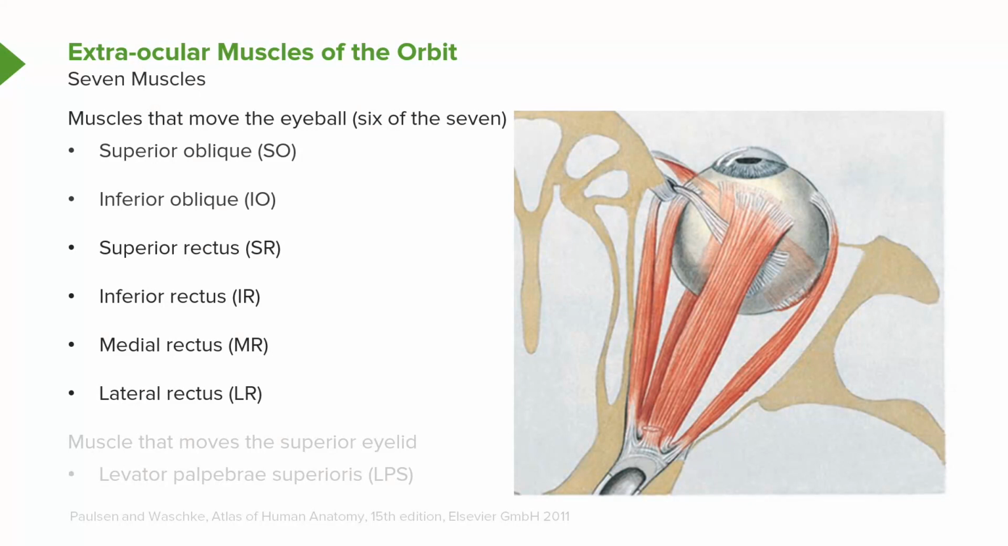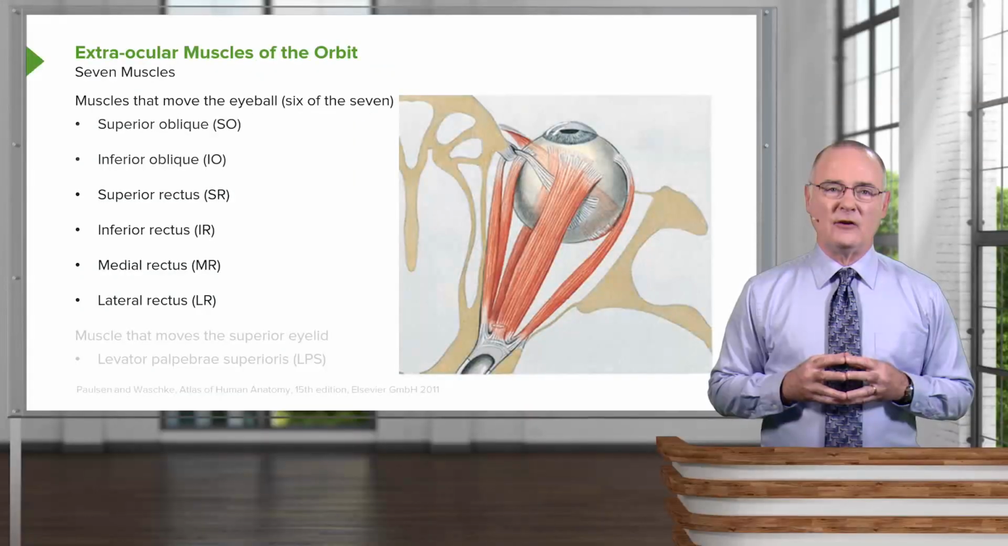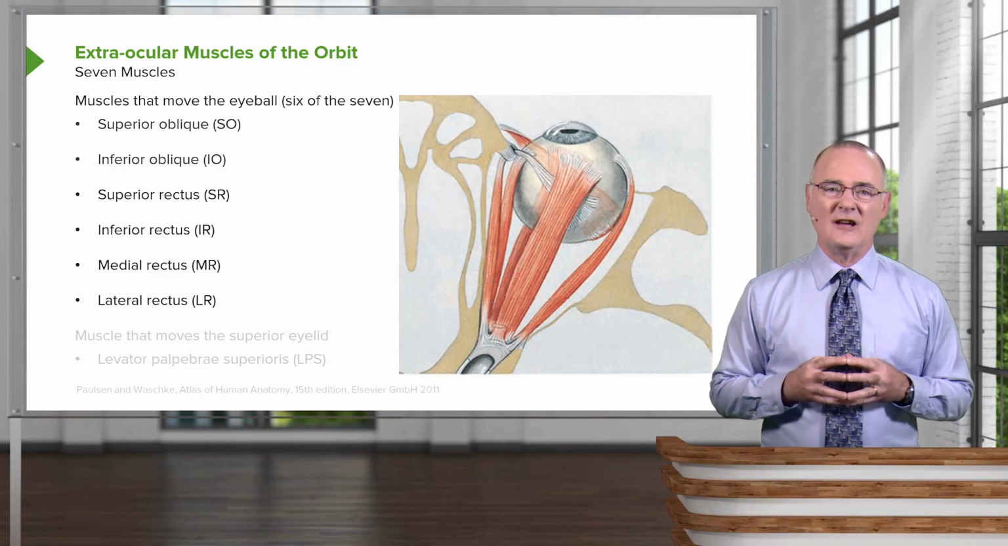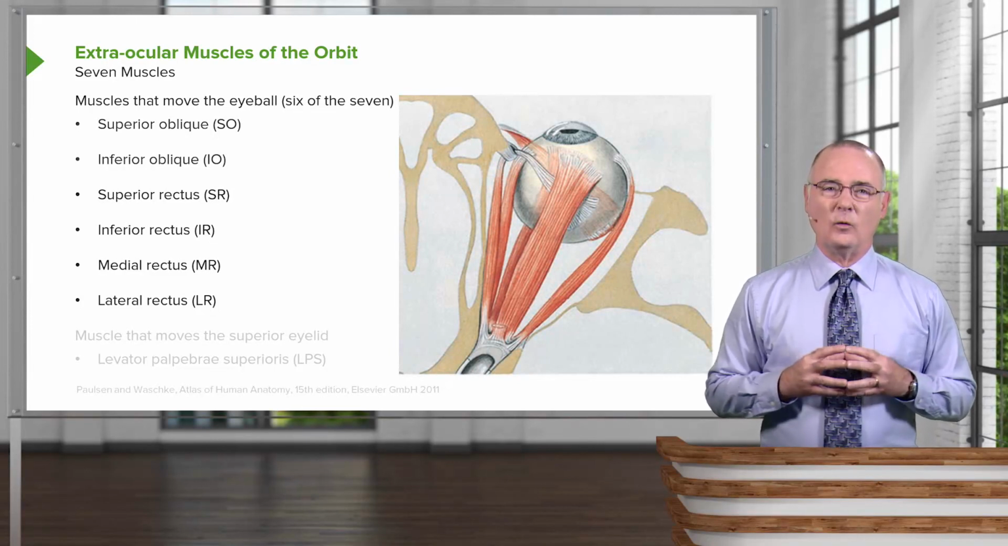We're first going to focus on the 6 muscles that attach to the eyeball. Those are shown here on the image on the screen. We have 2 muscles that are obliquely oriented, the superior oblique and the inferior oblique. And then the other 4 muscles that attach to the eyeball are recti muscles. Members of the recti component here would be the superior rectus, inferior rectus, medial rectus, and the lateral rectus.